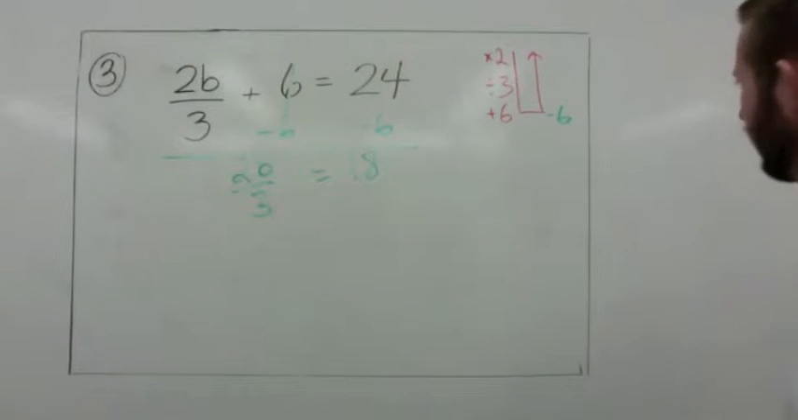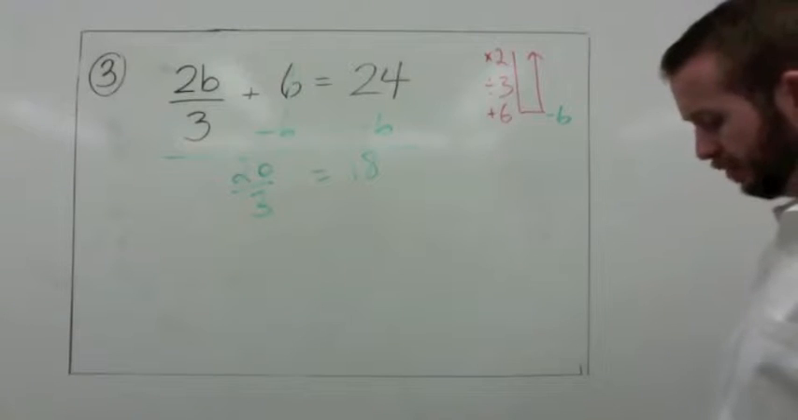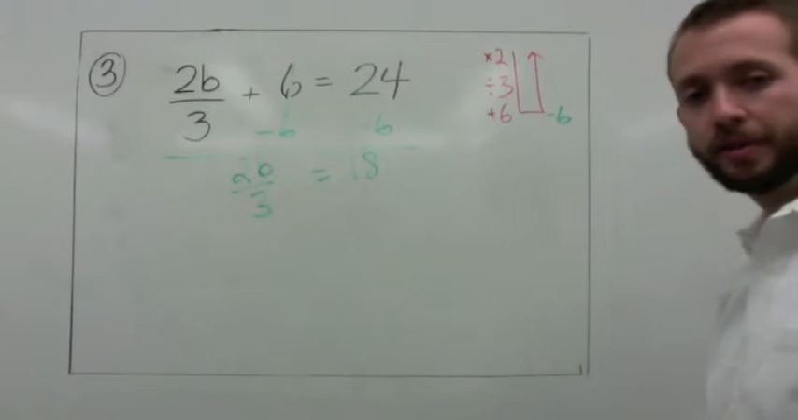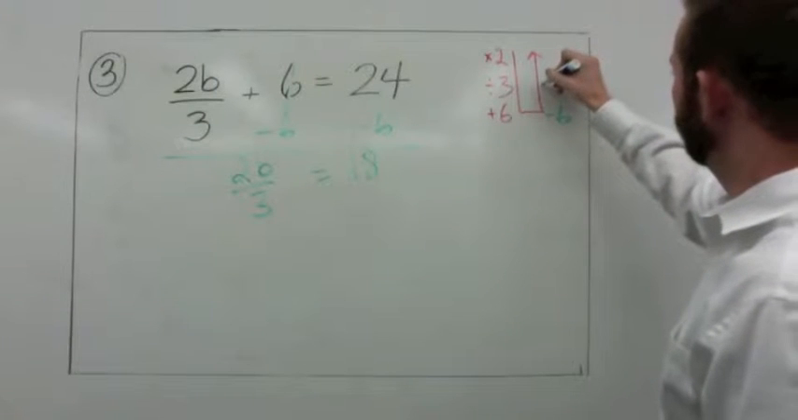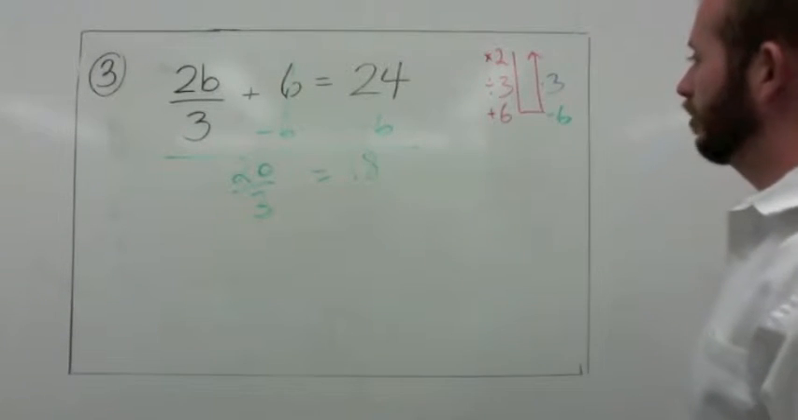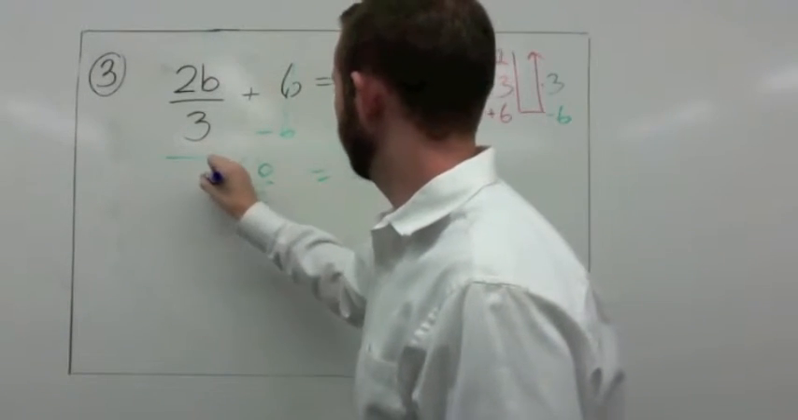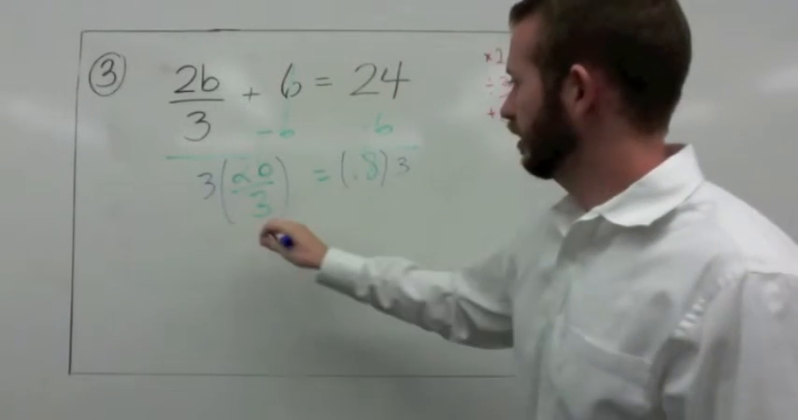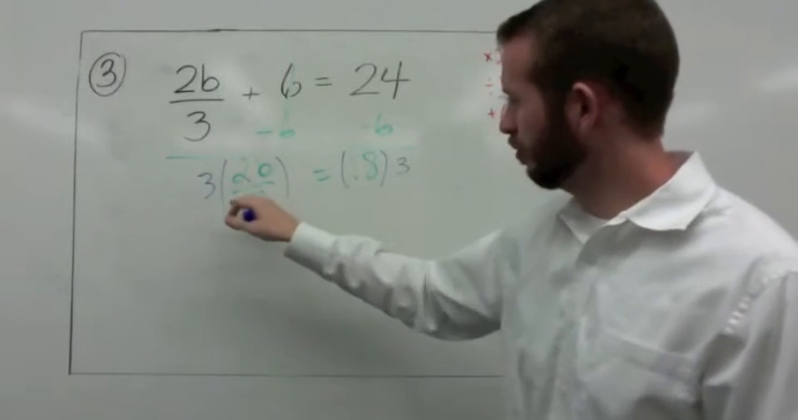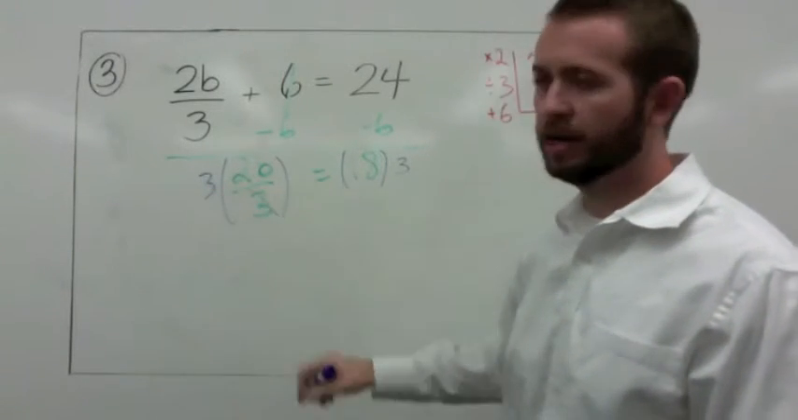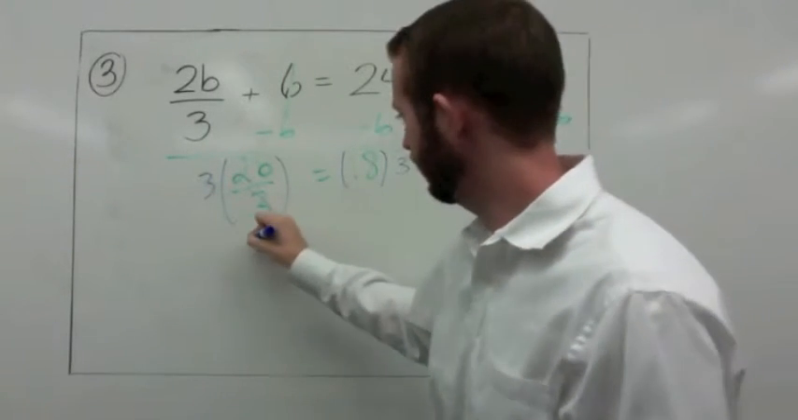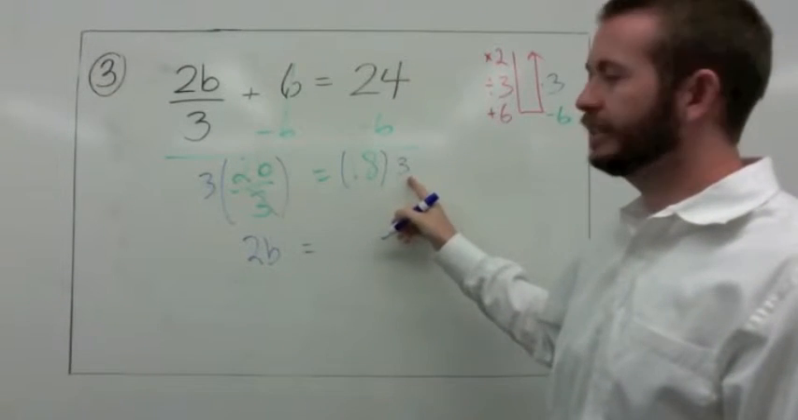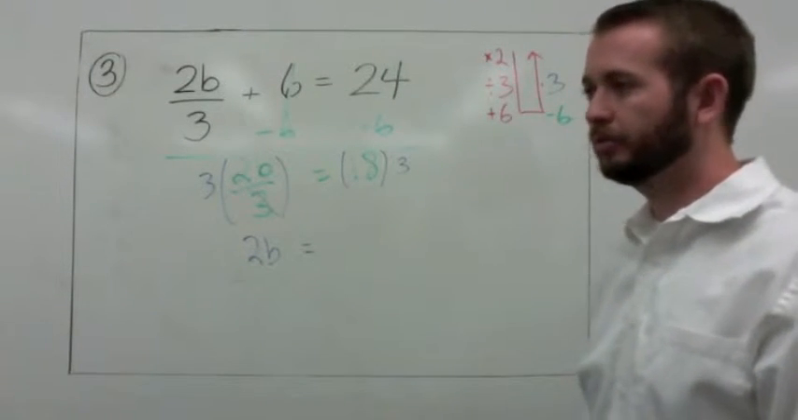Did the negative 6. Now I need to do the opposite of the division by 3, which would be to multiply by 3. So we're going to multiply by 3. And when we multiply by 3, we'll put that on both sides of the equation. 3 here, 3 here. What's the point of doing that? Well, it cancels out the denominator, which is just a fantastic thing. It gives you 2b equals 18 times 3.